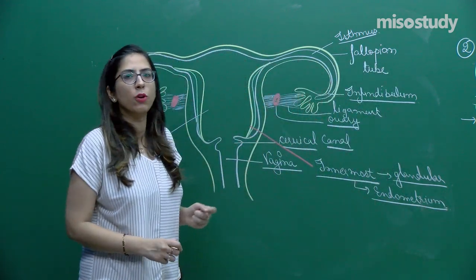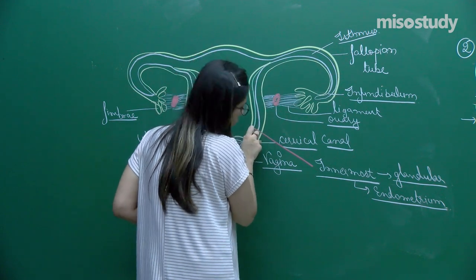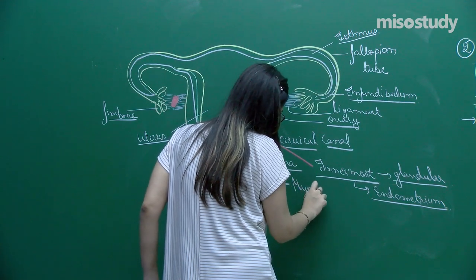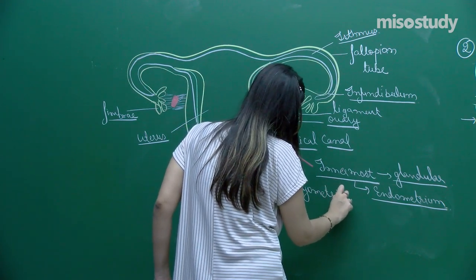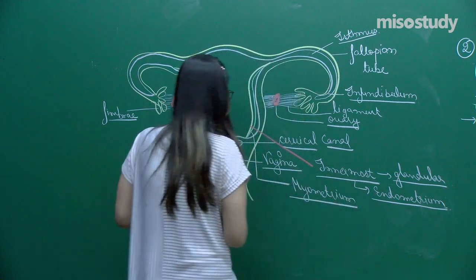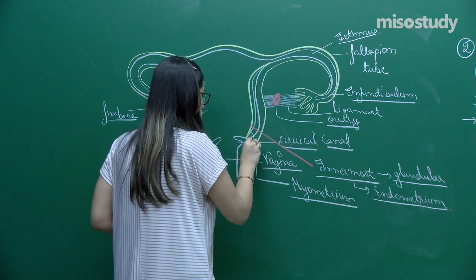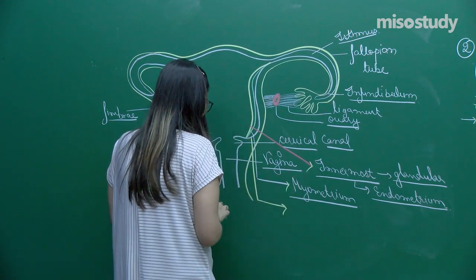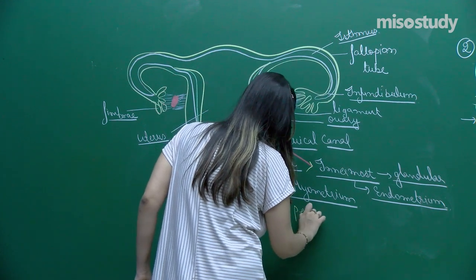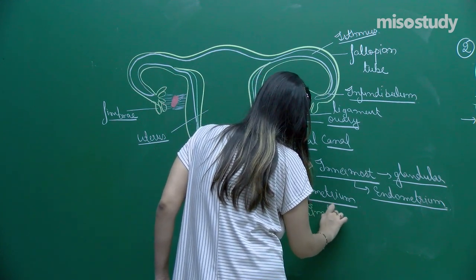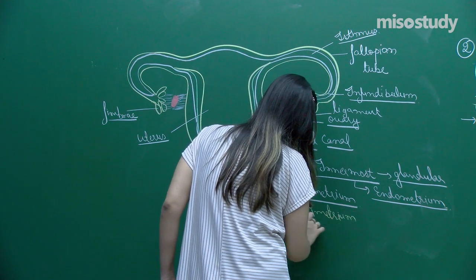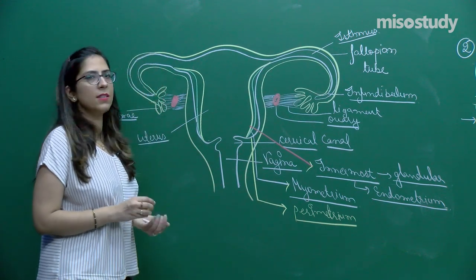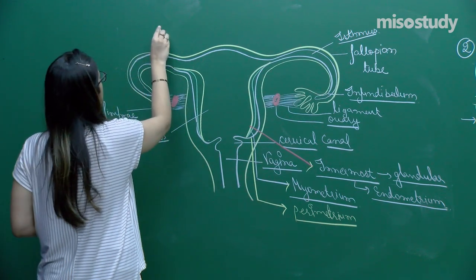Below the endometrium, the myometrium is present. So I am labeling it as myometrium. After that, one more last layer is called the perimetrium. So this is the structure of the female reproductive system.